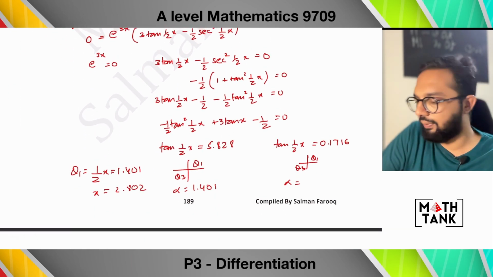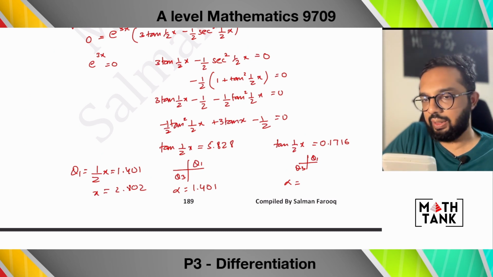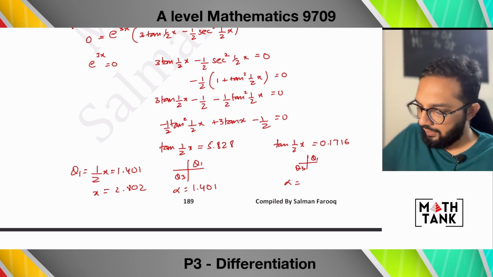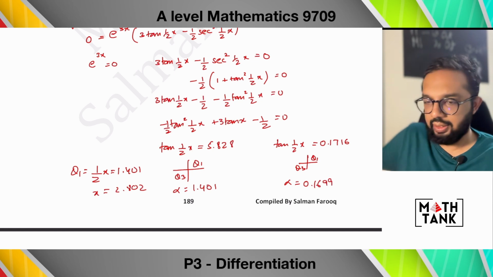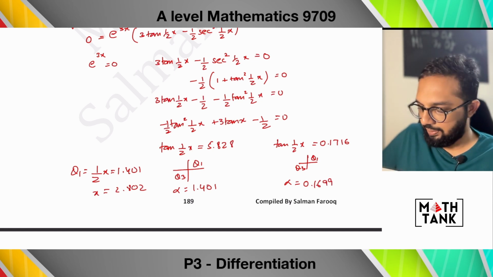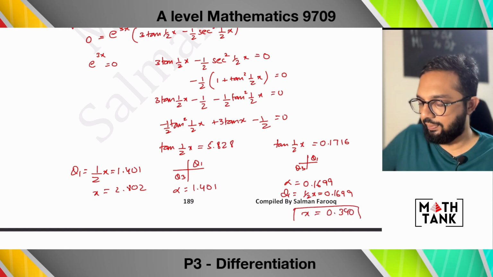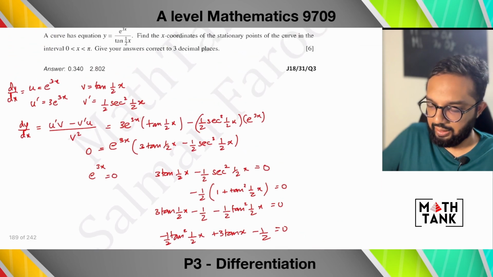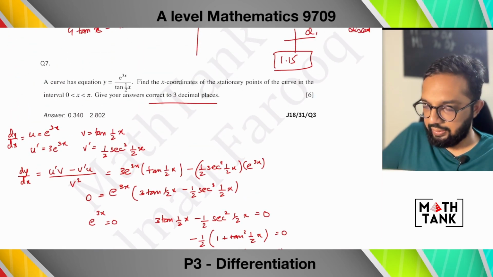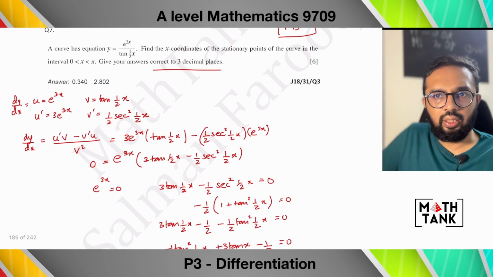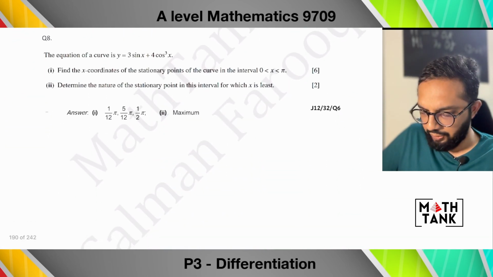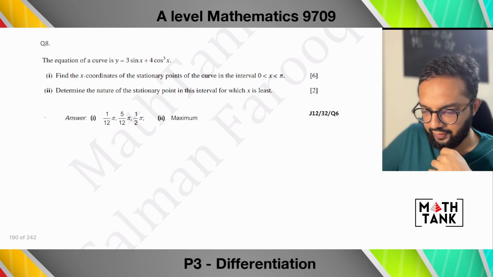And tan inverse of 0.1716 gives me 0.1699. So in quadrant 1, half x equals 0.1699 and x is therefore equal to 0.340. Those are the two answers. That's what the question was asking, giving your answer correct to 3 decimal places, and I wanted the turning points. Moving on to the next question, this says the equation of a curve is this.